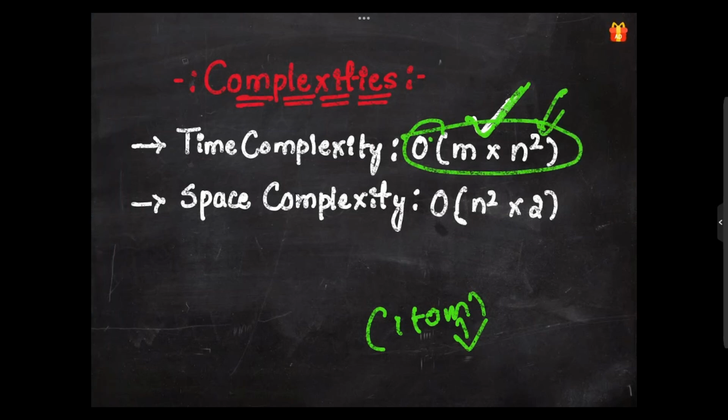So the space complexity would be n square times 2. The space complexity here would be n square times 2 because only two DP layers are stored here. Only two DP layers are stored. So this one I can write in this format.